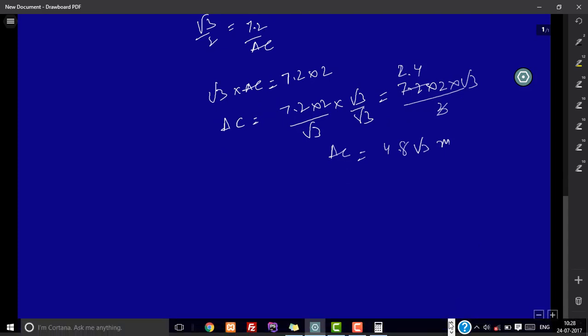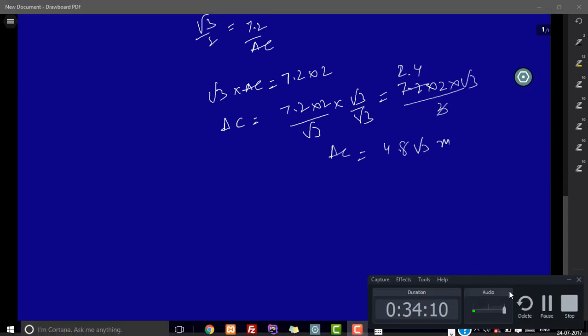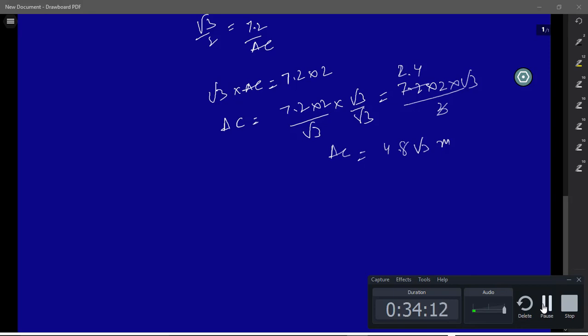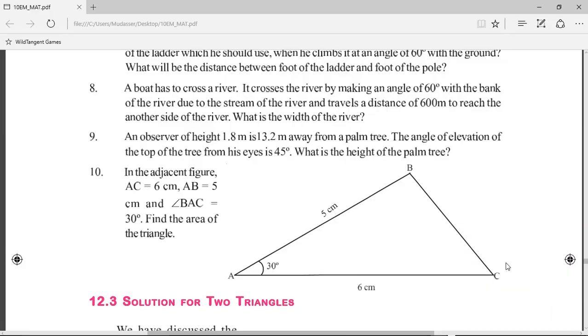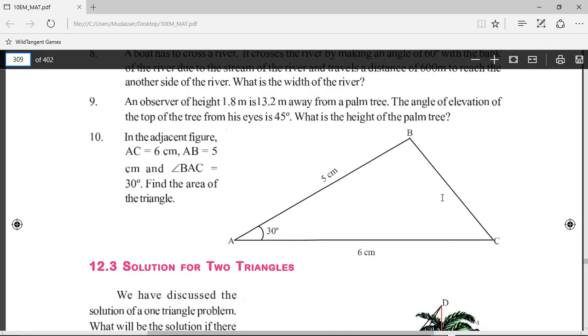Now let us go ahead and work on the next problem here. I'll go ahead and skip this 8th problem. I believe you should be able to do it. At least I should give you one problem to try on your own. I'll be doing the 9th one here.